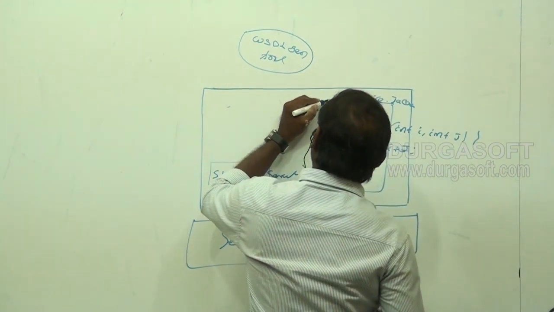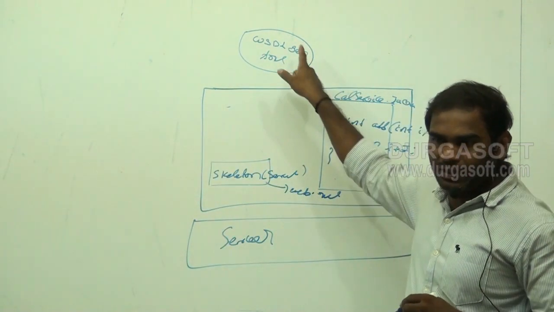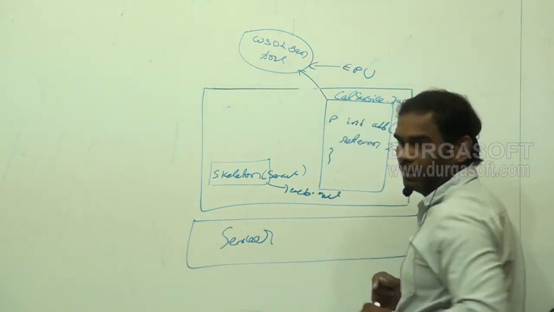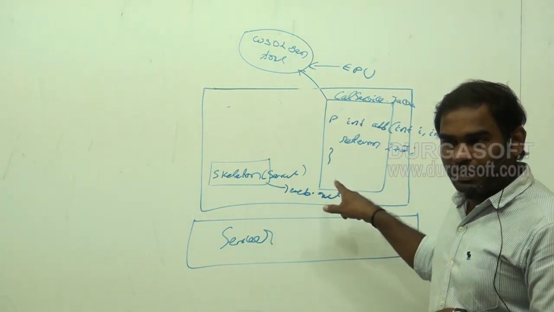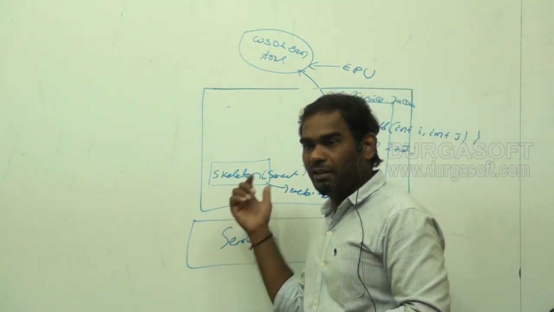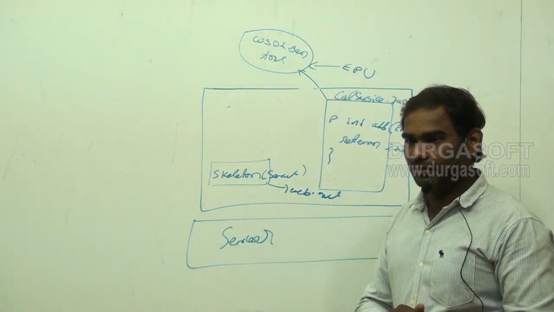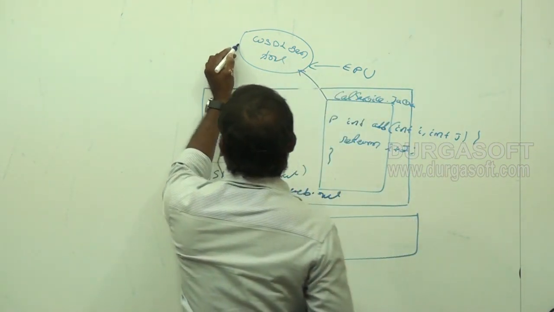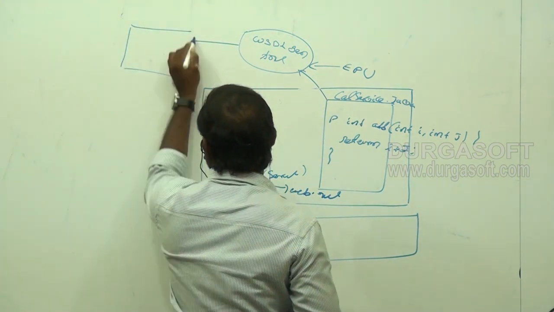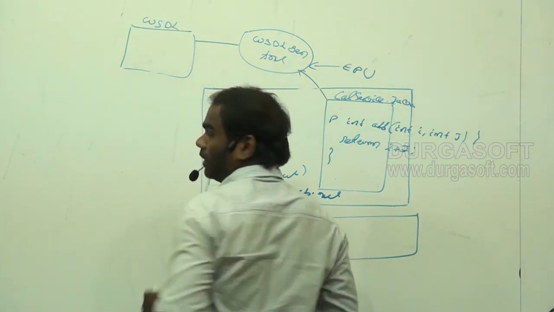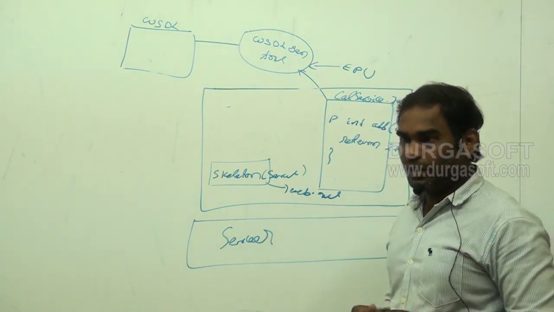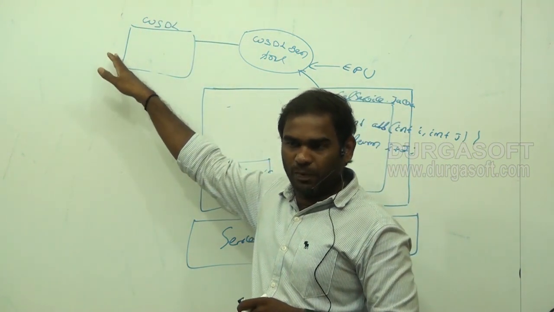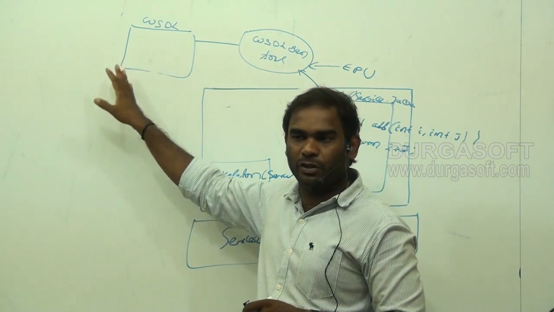So what is the input for this WSDL generation tool? One is the service class and another is the endpoint URL. We already discussed what the endpoint URL is: the location where your service class is running. So what is the tool's output? It will generate the WSDL file. The WSDL file contains the service class details, that is the service name, the names of the methods, that is operation names, parameter data types, return types, and the endpoint URL.